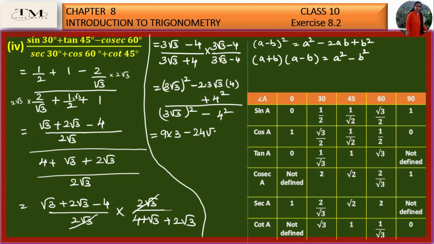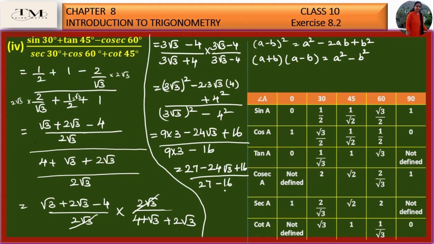24 root 3 plus 4 square is 16, divided by, here (3 root 3) whole square. So 3 square is 9. Root 3 whole square, the root gets cancelled. So it will be 3, minus 4 square is 16. So what do we have in the numerator? 9 3s are 27 minus 24 root 3 plus 16, divided by 27 minus 16.